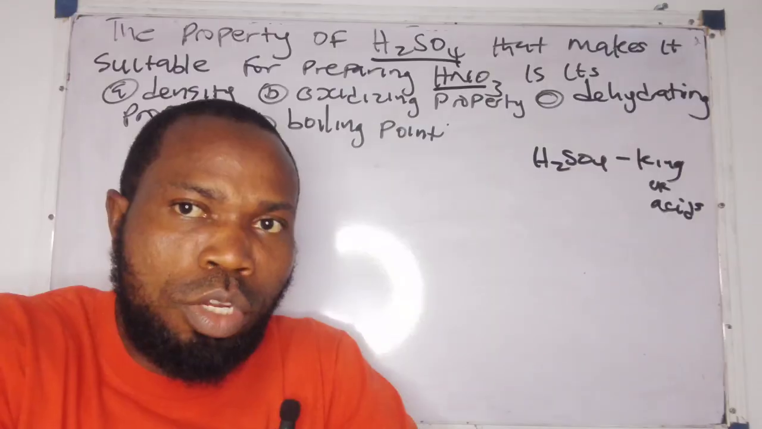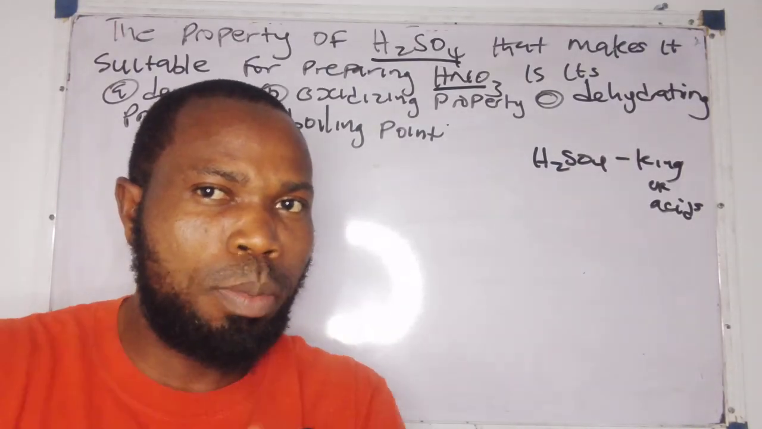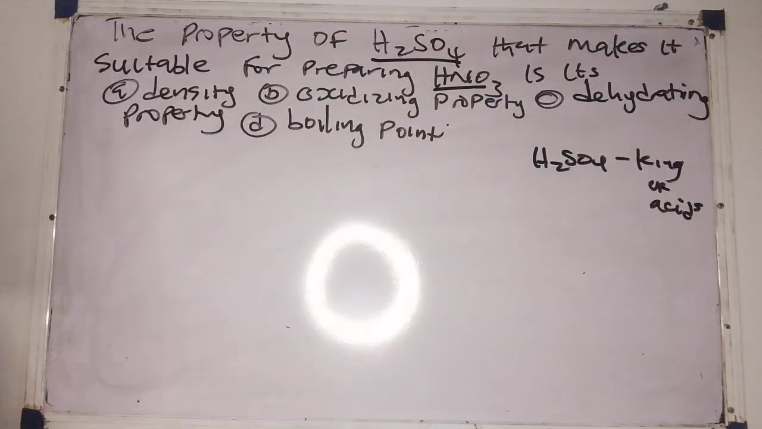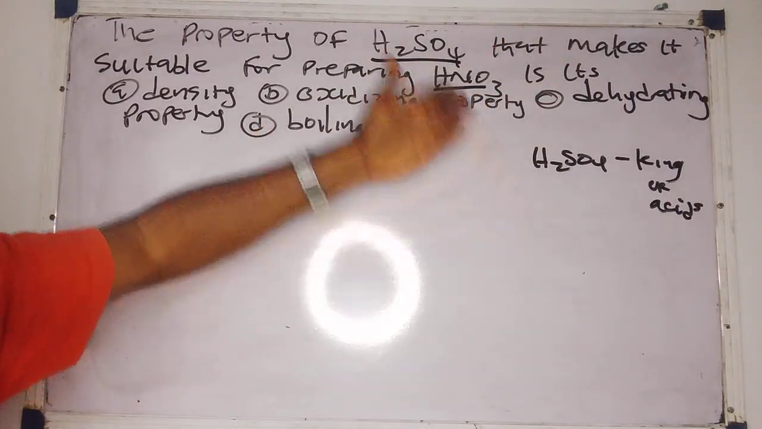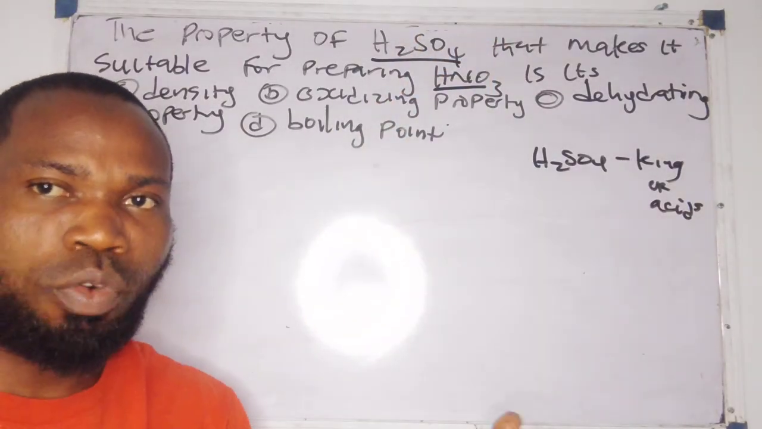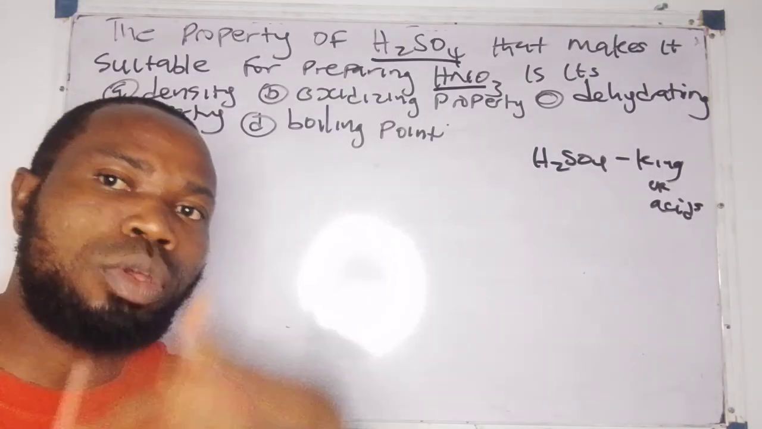Remember, for questions like this, we don't just jump into the question. We look at the basics first. What are the things that we must know as we prepare for the exam? You already know that H2SO4 is the king of acids, and that its most important use is to manufacture fertilizer. Though H2SO4 has other uses. For instance, it's used as electrolyte in the lead acid accumulator, which is the car battery.